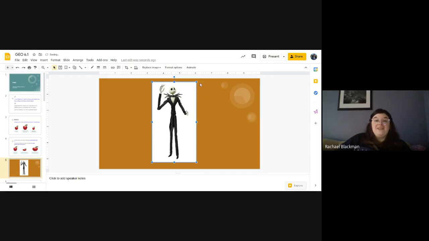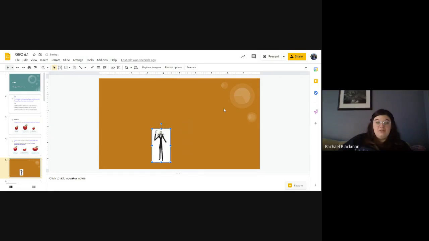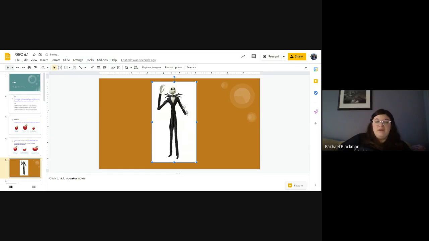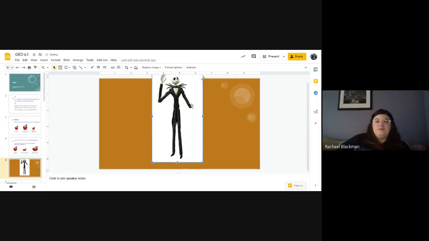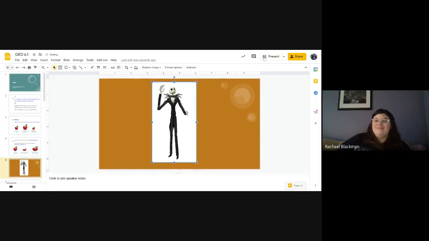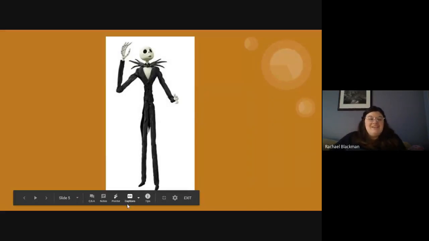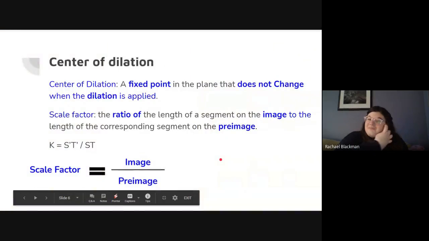But if we do a dilation, I'm going to drag that guy in the corner here. Now, his height and his width changed. All of it changed. It got smaller. This was a dilation by a factor that was less than 1. So the distance changed in all directions, excuse me. If we wanted to dilate him to get bigger, there you go. All right, Jack Skellington, thank you very much for your service.